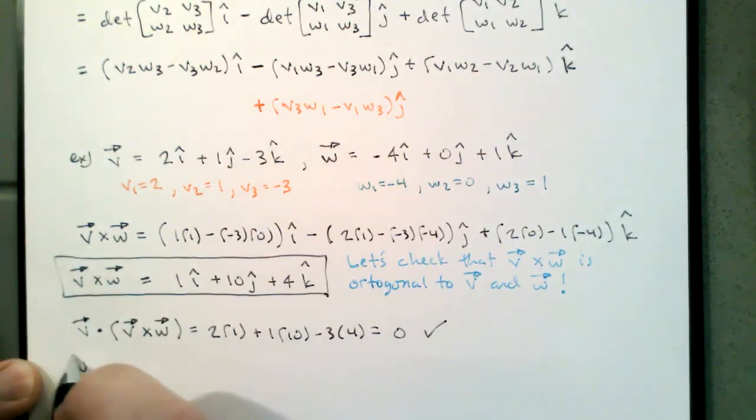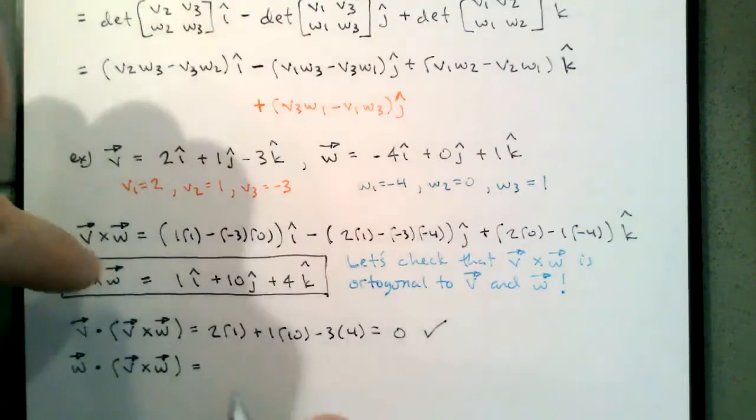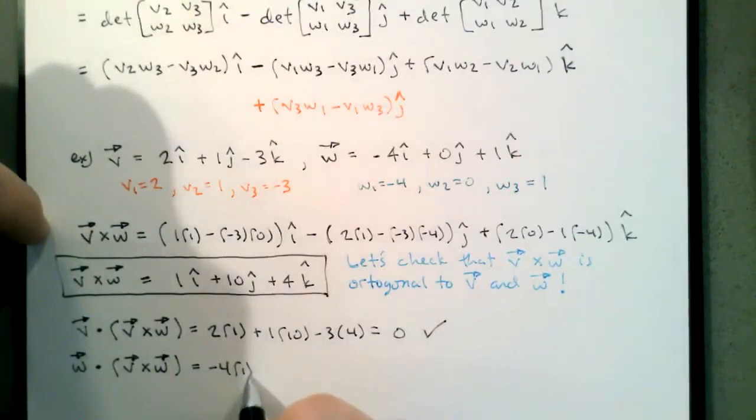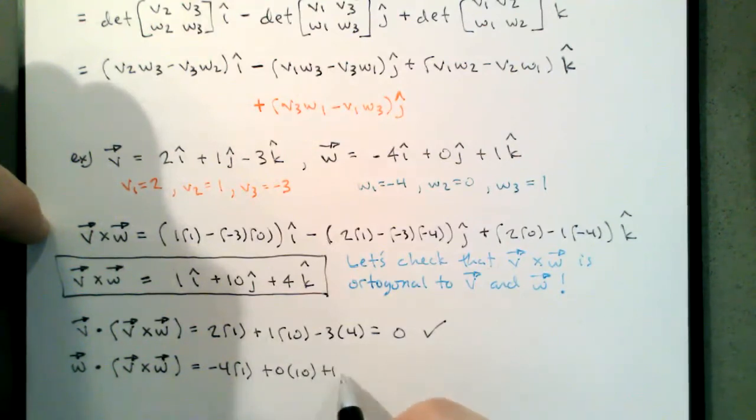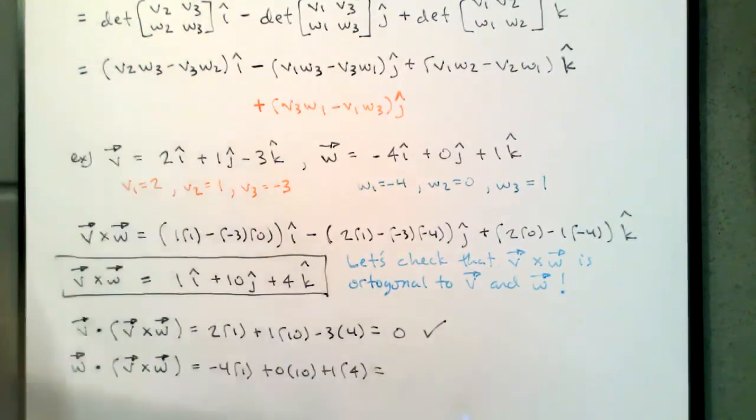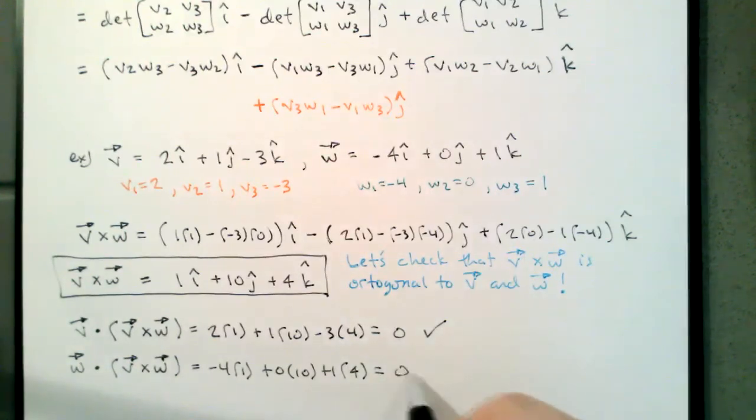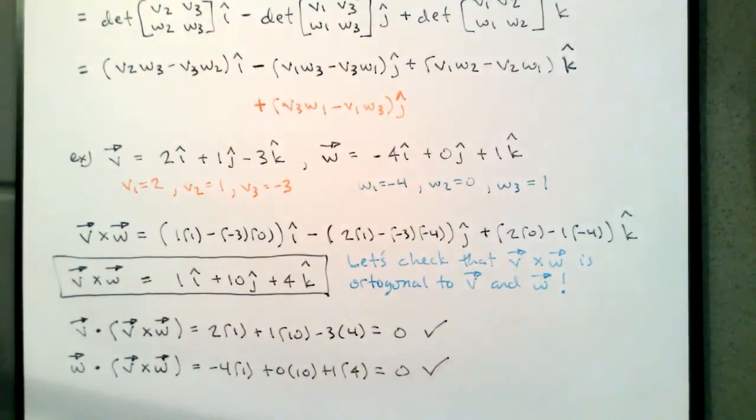And then we should check W as well. So W dot V cross W. It's going to be -4 times 1 plus 0 times 10 plus 1 times 4. We get -4, 0, and 4 is equal to 0. Checks out.